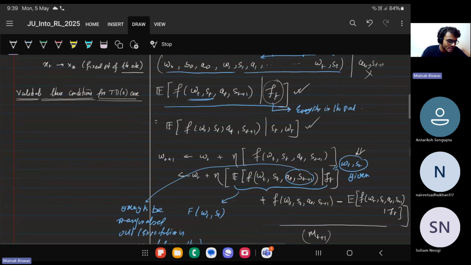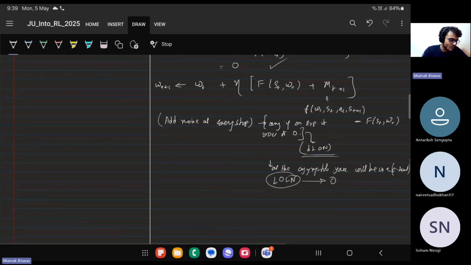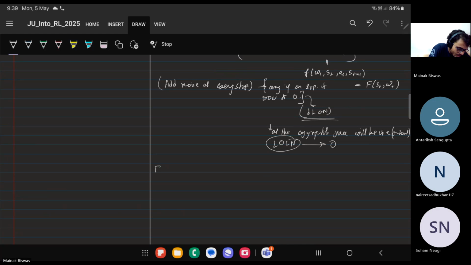But what I'll do is try to compute f of s_t comma w_t. This will take some time and we'll see how far we can go. We'll do as much as we can. So first, tell me, this is a fun exercise to do. What is f of s_t comma w_t? Do you agree? Given w_t and s_t.